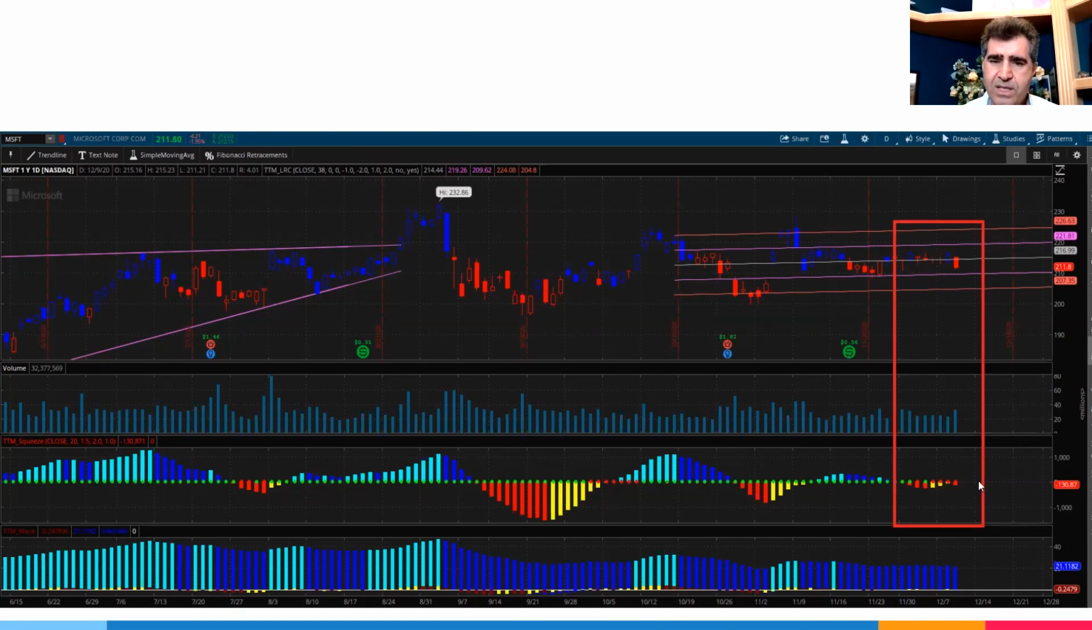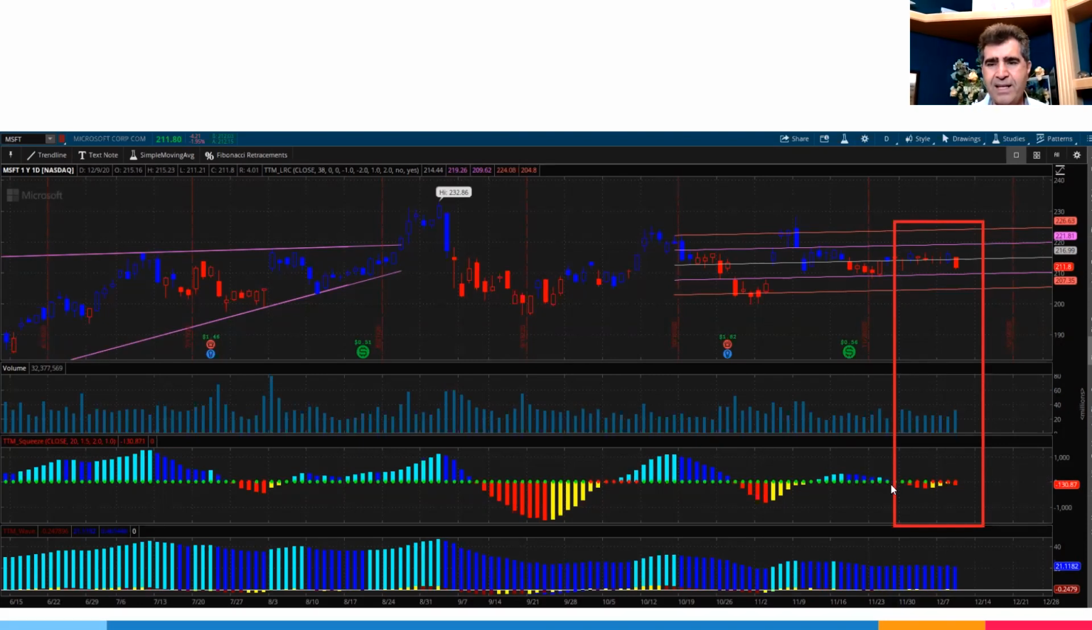So how do we use these now? This is on the daily. The interpretation for Microsoft right now is that there's really no direction. There is not much play with the squeeze. So what we want to wait for is one of these green dots to appear.